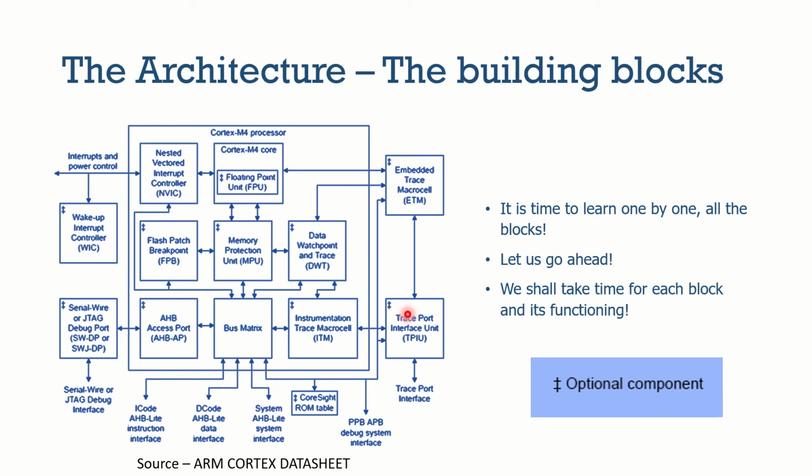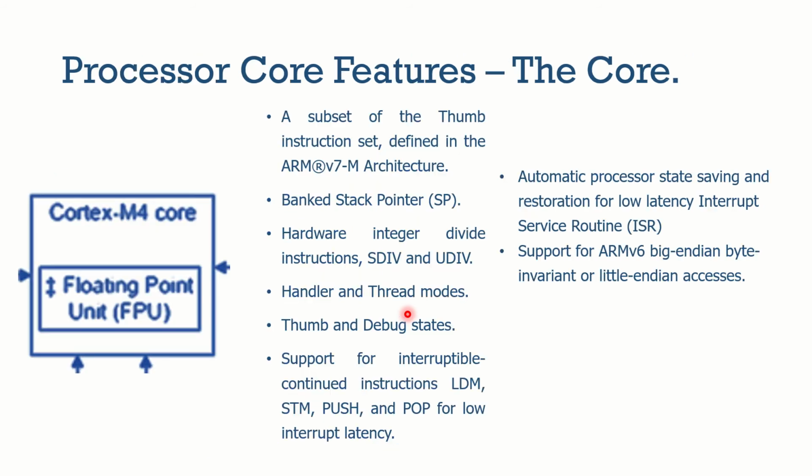This architecture diagram in front of you is presented in the data sheet by ARM for CORTEX M4, and we are going to see all these one by one, step by step, as quickly as possible, because I am not going to prolong the session. I'll try to complete it as soon as possible, and this will be a good session, I believe. Let's go one by one. The first is the ARM core.